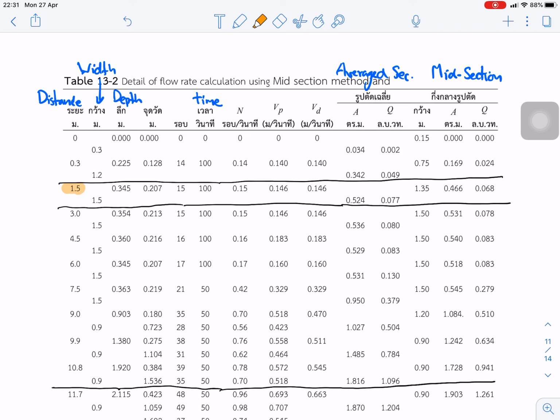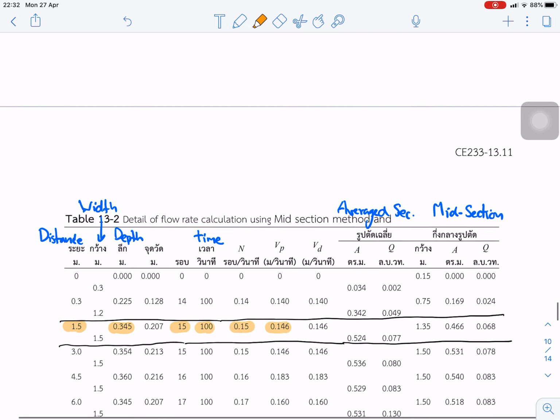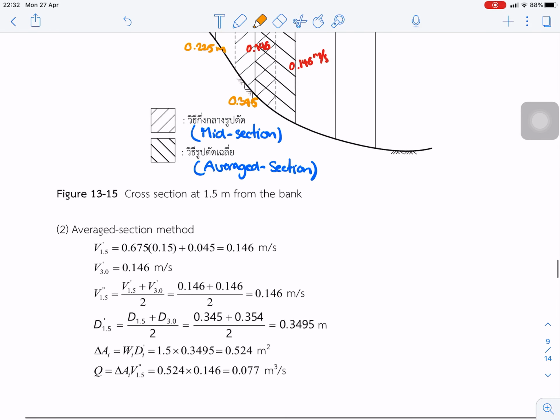From this, they measured the depth as about 0.345, and this is the point where they recorded the velocity. With the current meter, there are 15 rounds per 100 seconds, so we can estimate the rotation speed in revolutions per second, and we can convert to flow velocity, 0.146 meters per second. Okay, so come back to our calculation.